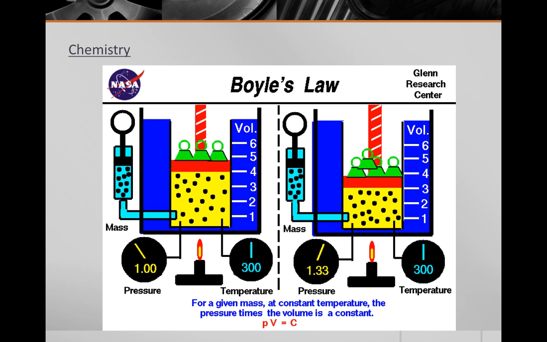Because there's more collisions, it's going to increase the pressure of that gas. So if you notice, the volume that has 4 has a pressure of 1, where the smaller volume has a pressure of 1.33. And that's because there's less room, so those particles are having more collisions. So that is what we call Boyle's Law, which helps explain that common chemistry concept.